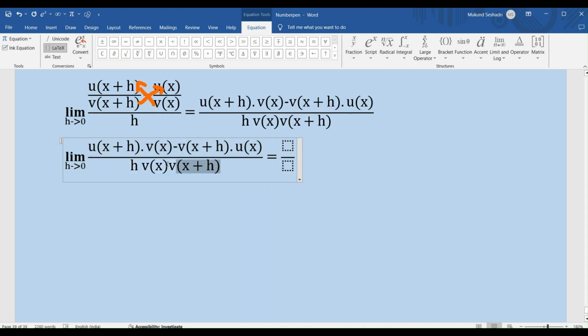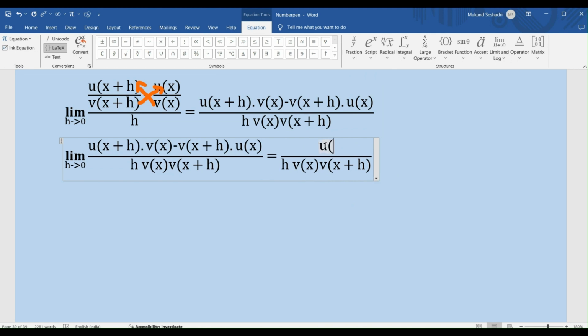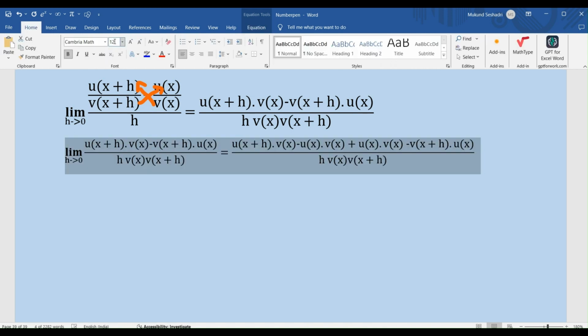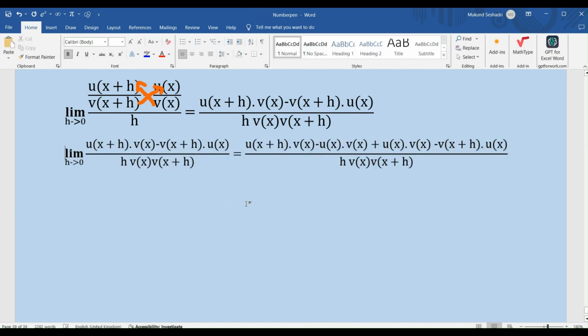So I retain what we have in the denominator for the time being, and I'm going to rearrange my numerator. I'm sorry, before I rearrange, I'm going to do a simple step which does not change the expression, right? I'm going to subtract and add a u of x into v of x, right? And that does not change my numerator, right? So this is what we have. So all that I've done is I've added and subtracted a u of x into v of x, and that does not change the expression in any way.